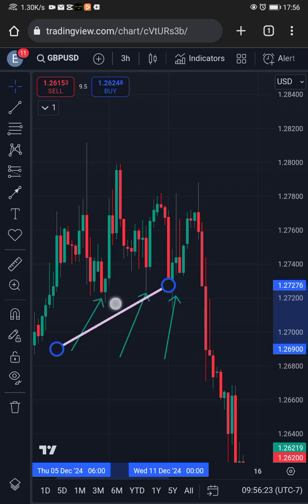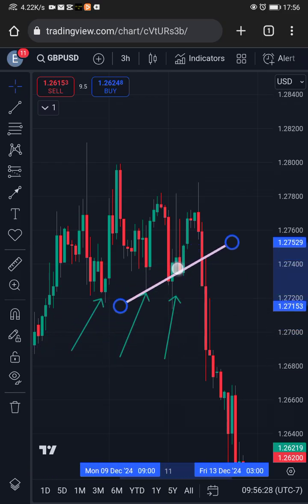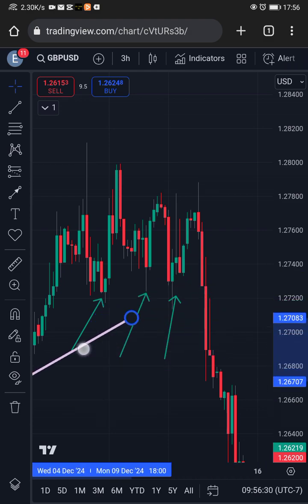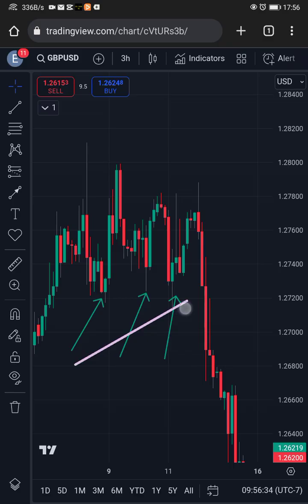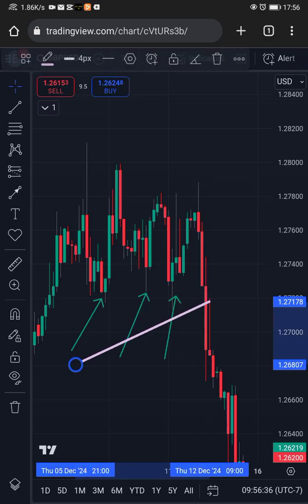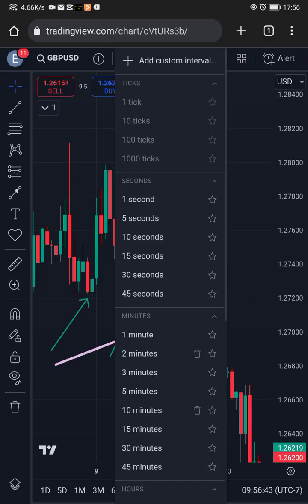So after all this liquidity, these are people's stop losses. The market eventually dropped down and took all these stop losses. So once this happened, once the market closed below this low, it is for you to move to your 5 minutes chart, move to your 5 minutes.